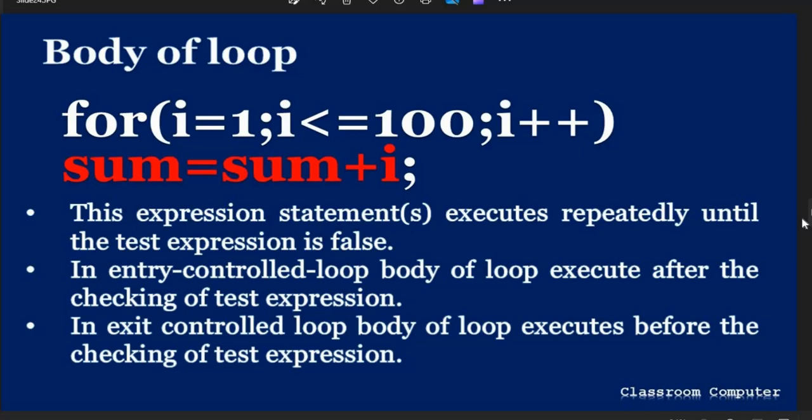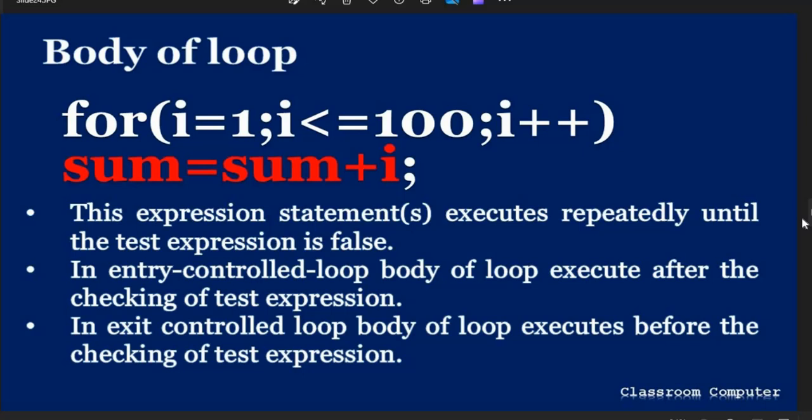As I showed you before, two types of loop exist: entry control loop and exit control loop. In an entry control loop, the body of the loop executes after checking the test expression, and in an exit control loop, the body of the loop executes before checking the test expression.